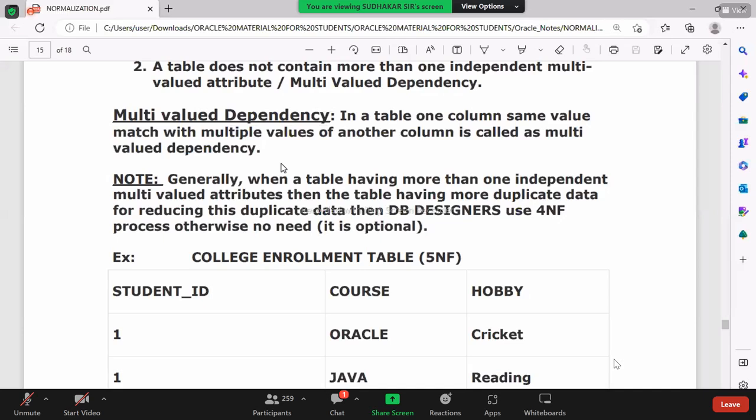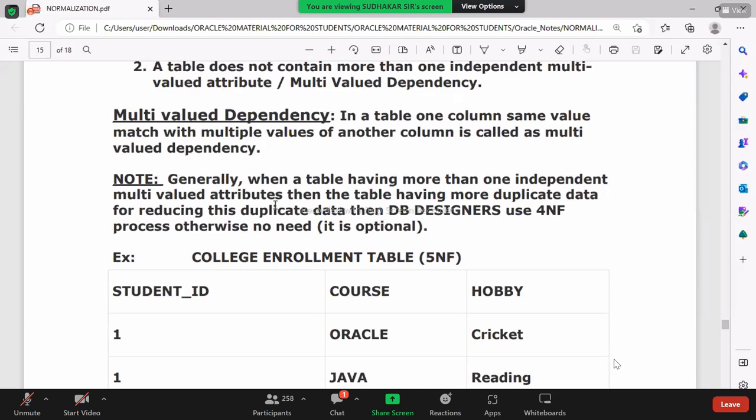So what does a multi-valued dependency tell us? One column's same value is compared with different values of a second column. If such columns are there in the table, and more than one of them, then they are called multi-valued columns. So I want to separate them.